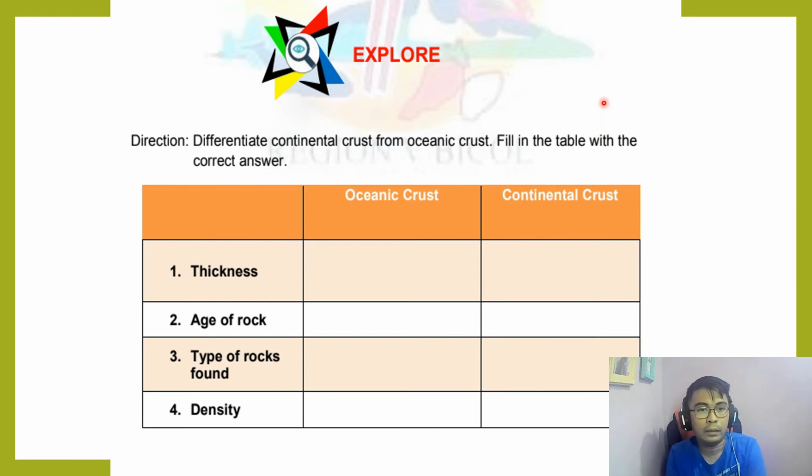After that activity, gagawin na po natin itong table na to under the explore part as well. So, kailangan na natin i-compare, or nyo, how will you compare oceanic crust and continental crust according to its thickness? Alin sa dalawa yung mas makapal? Compare them according to the age of rock. Alin yung mas bata or yung mas matanda? Third, ano yung mga type of rocks na makikita sa oceanic crust? Ano naman sa continental crust? And lastly, how do they differ in terms of density? Which is less dense? Which is denser? So you are to write descriptions po, okay, in filling this specific table.